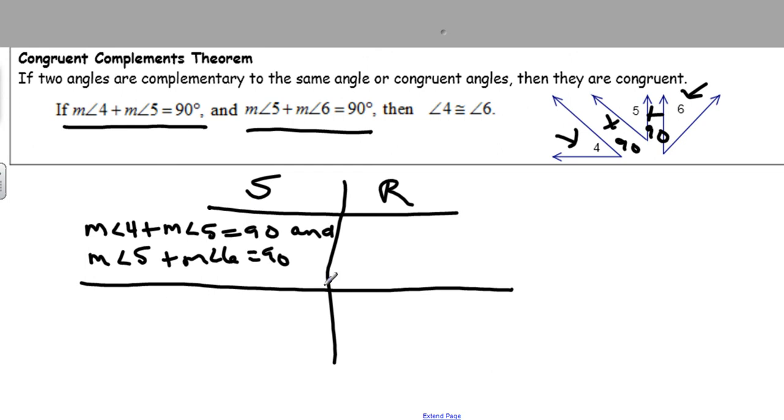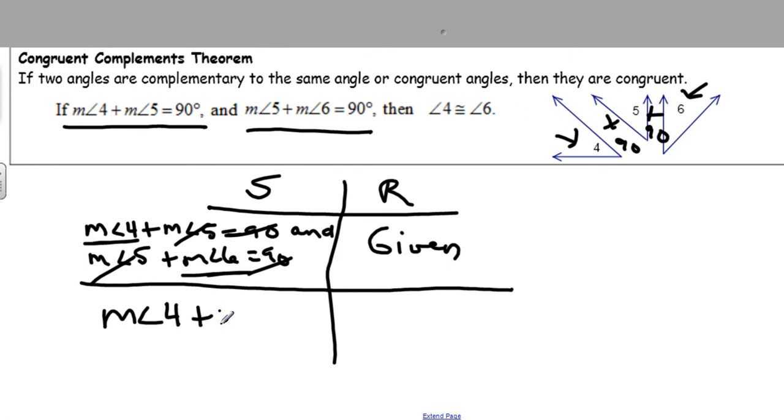Okay, so this whole thing would be one of your statements. And of course, this would be given to you. Then your conclusion would be to keep that first and last set of angle pairs. It looks like the transitive property and it looks like substitution because we're getting rid of some stuff here. But because these are complementary angles, we call it the congruent complements theorem.